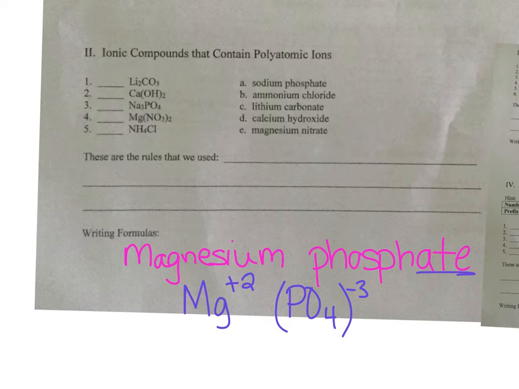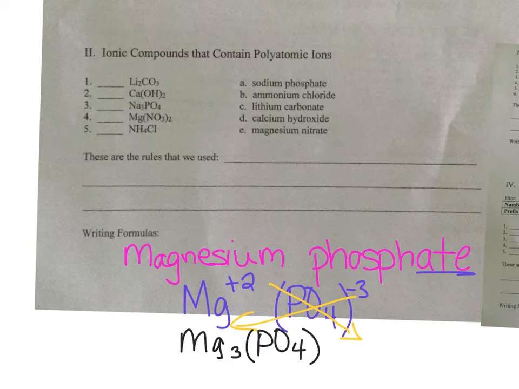All right. So what we're going to do to get that formula is crisscross those charges, just like we did before. So we're going to end up with Mg3 (PO4) with a 2 on the outside. And that's it. You're done. Okay? So the charge doesn't transfer. You do not bring the charge part, the positive and the negative, you leave those out.